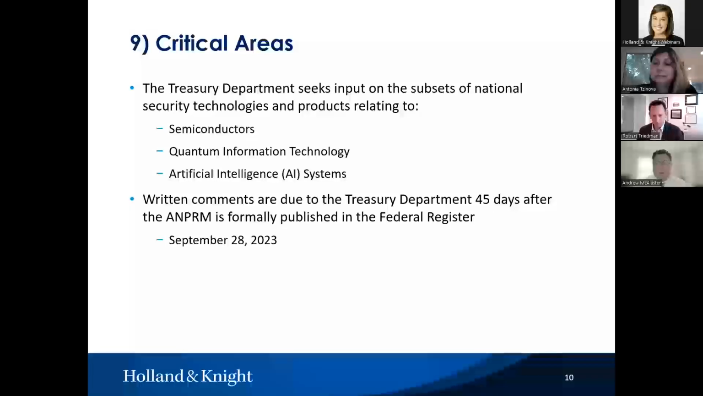In some ways, there are probably certain areas where there's not likely to be a huge impact from comments. One I would take, for instance, is the definition of a U.S. person. That's mentioned in the Federal Register notice. There are a few prompts on how that term is defined, but as Antonia mentioned, it's already defined in Treasury's OFAC sanctions, and it's already defined in the executive order.